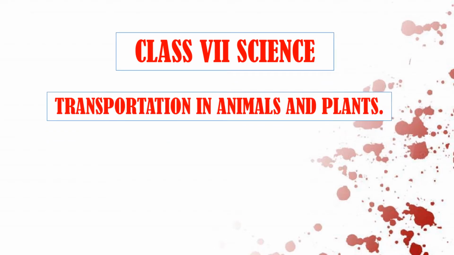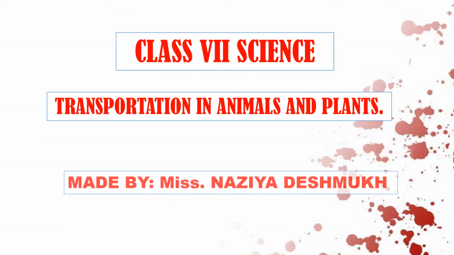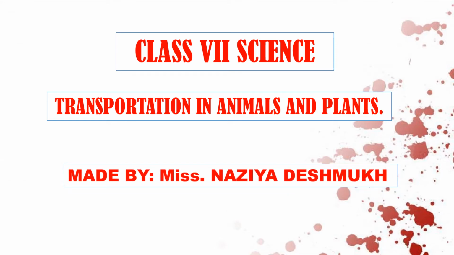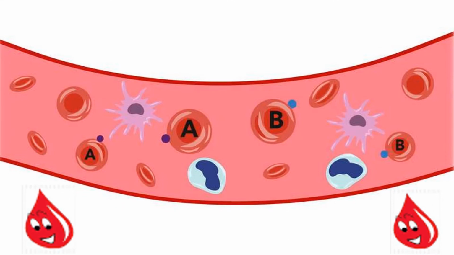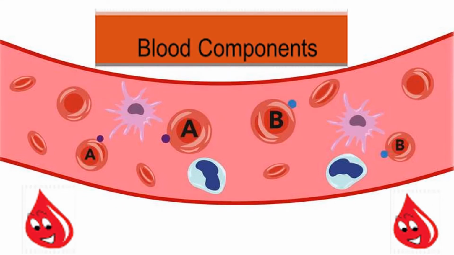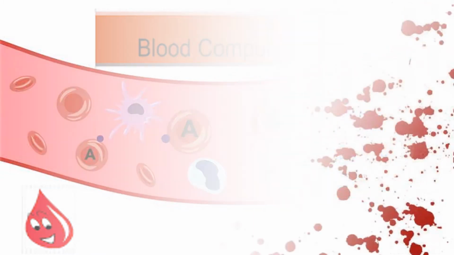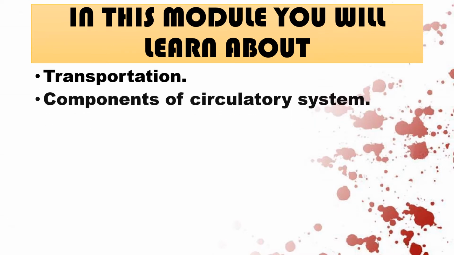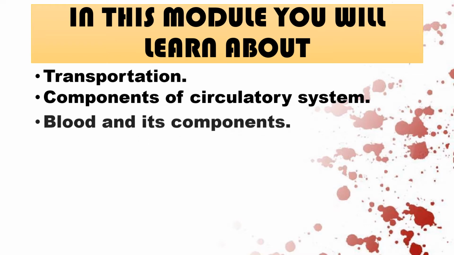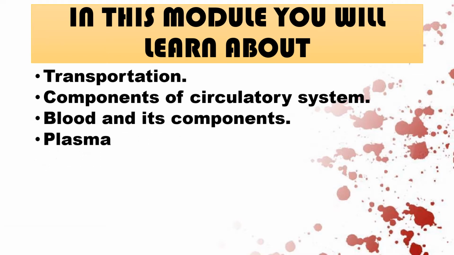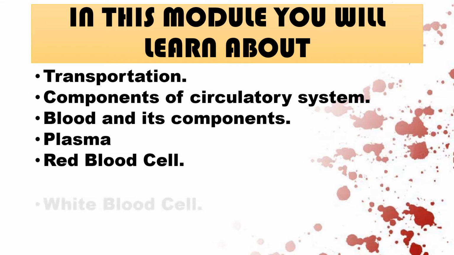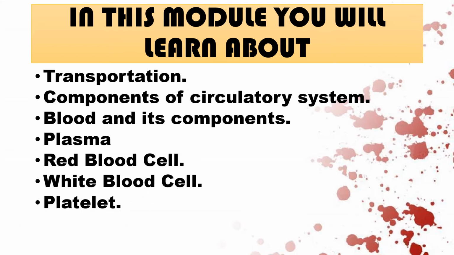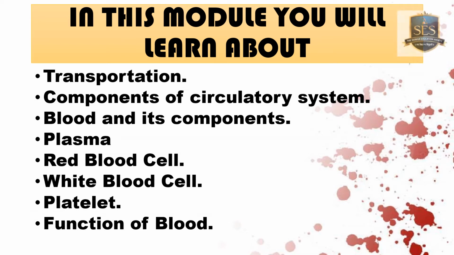We are going to learn a new topic from class 7 science, that is transportation in animals and plants. Here we will learn about blood components. In this module, you will learn about transportation, components of the circulatory system, blood and its components, plasma, red blood cells, white blood cells, platelets, and functions of blood.